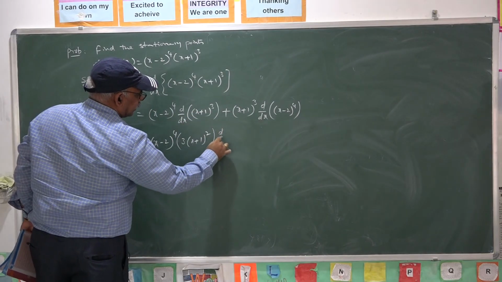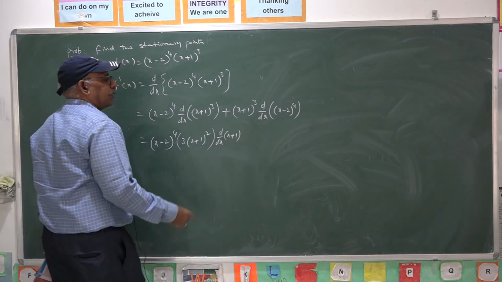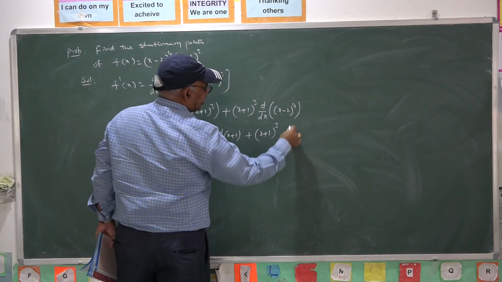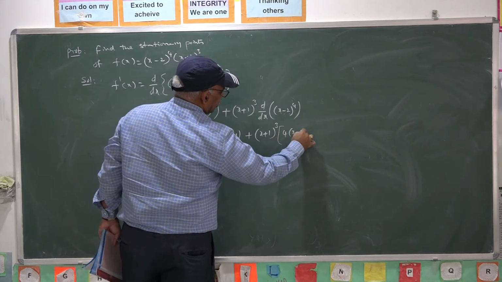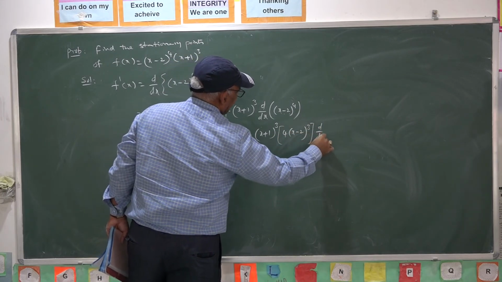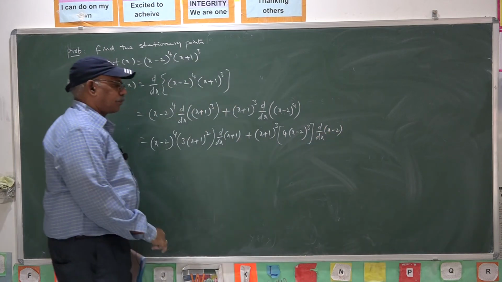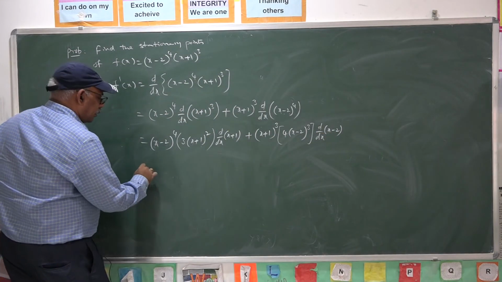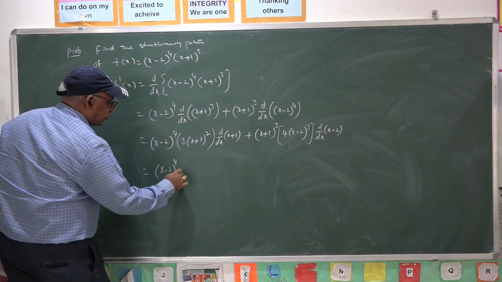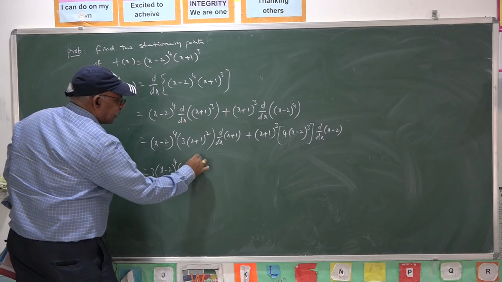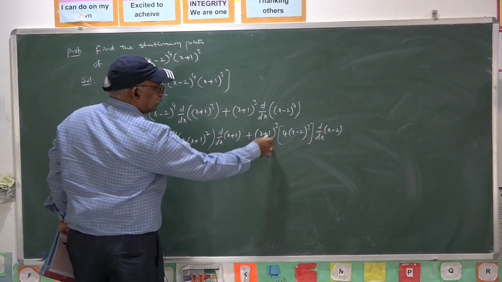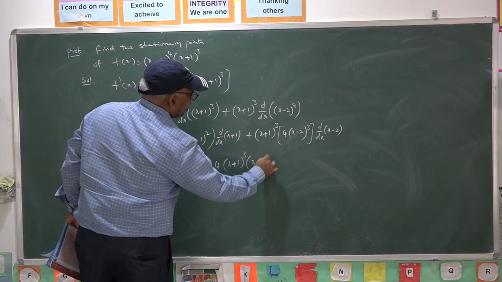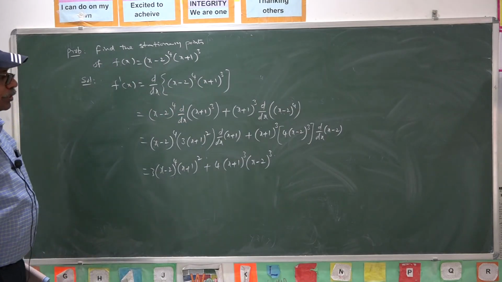The derivative of x plus 1 is clearly 1, of course. Similarly, (x plus 1) whole cube into the derivative of (x minus 2) whole power 4, which is 4 into (x minus 2) whole cube into the derivative of the base function x minus 2. The derivative of x plus 1 is 1, and the derivative of x minus 2 is also 1. So this is (x minus 2) whole power 4, 3 into (x plus 1) whole square into 1, plus 4 into (x plus 1) whole cube into (x minus 2) whole cube.